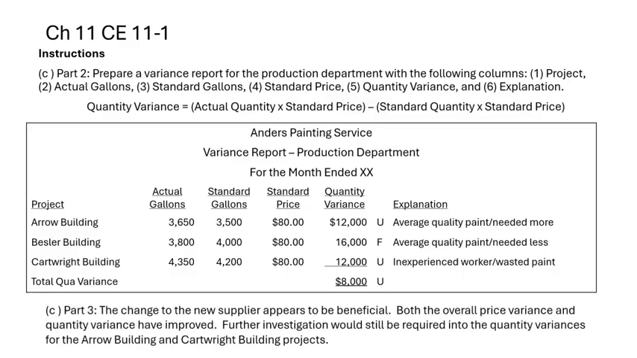And discussing if it's beneficial. Appears to be. Both the overall price variance and the quantity variance have improved, so our total variance has improved as well. Further investigation would still be required into the quantity variances for the Arrow and Cartwright building projects. So why did you need more for Arrow? If it's average quality, that's what we should have been using anyway. And then with the inexperienced worker, what can we do for training, for example, to not waste paint.